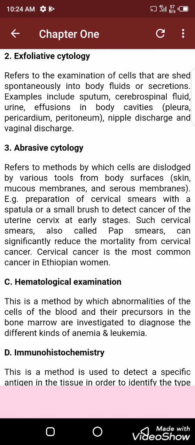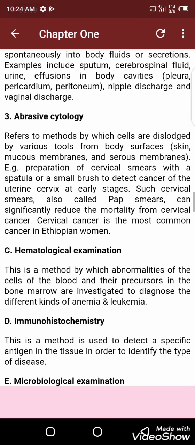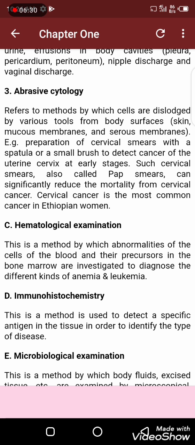So now we are coming to discuss abrasive cytology. Abrasive cytology refers to the method by which cells are dislodged by various tools from body surfaces, skin, mucous membrane and serous membrane, e.g. preparation of a cervical smear with a spatula or small brush to detect cancer of the uterine cervix at early stages. Such cervical smears are called Pap smears, and can significantly reduce the mortality from cervical cancer.